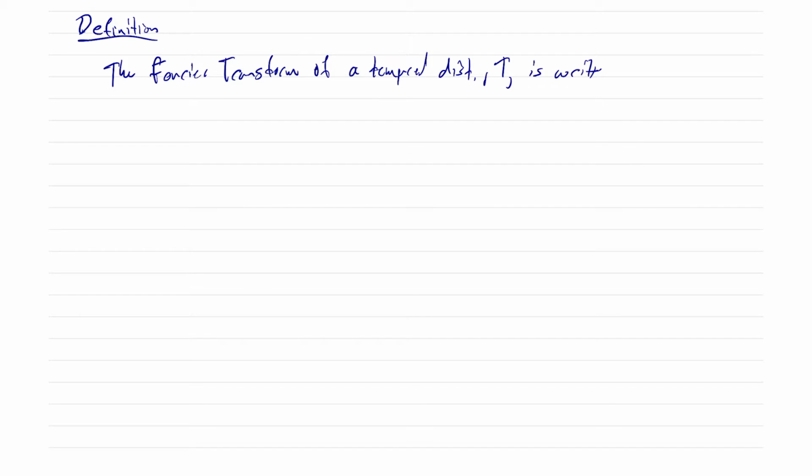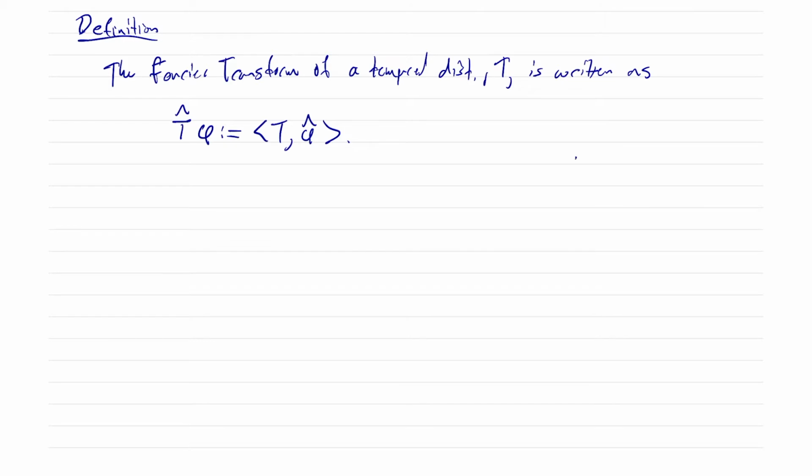So we're going to say that the Fourier transform of a tempered distribution T is written as, say, T hat, and when it's acting on phi, this is going to be T acting on phi hat. And there you go. We have now defined the Fourier transform of a tempered distribution.